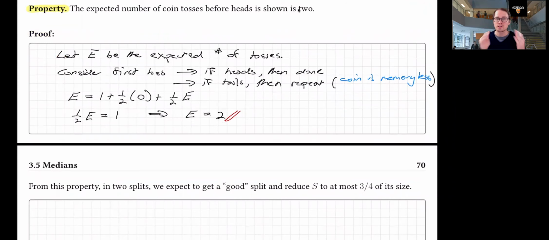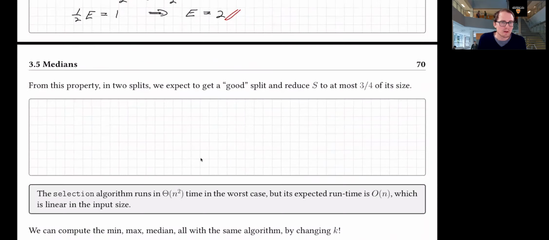And again, like I said, you can also just go from the definition of expectation and write out all the probabilities, and you'll get this infinite sum that evaluates to 2 if you don't like this argument that much. So from this property, though, we see that in every 2 splits, we get a good one. And when we get a good one, we reduce the size of the array we're searching, either S left or S right, by at least a quarter. So the new one is at most 3/4 of the size.